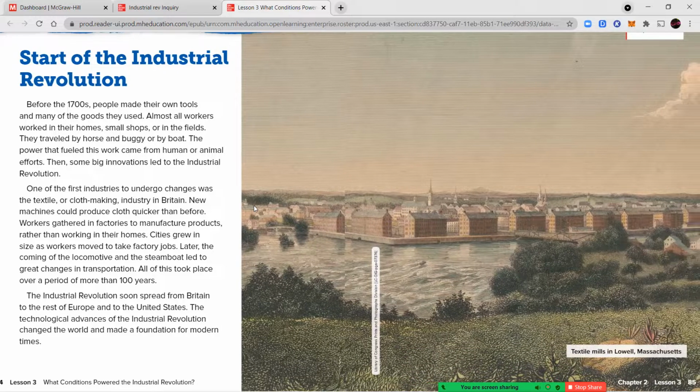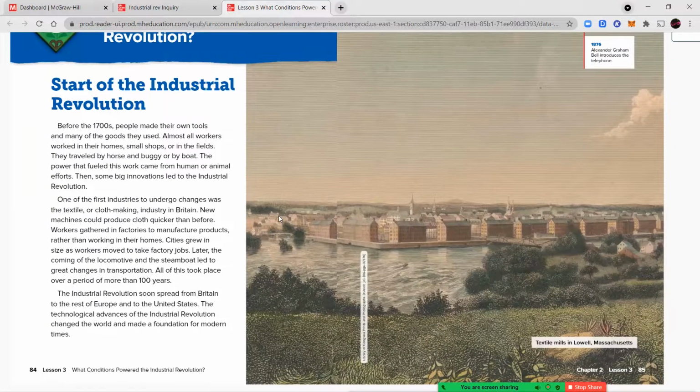One of the first industries to undergo changes was the textile or cloth making industry in Britain. New machines could produce cloth quicker than before. Workers gathered in factories to manufacture products rather than working in their homes. Cities grew in size and workers moved to take factory jobs. Later, the coming of the locomotive and the steamboat led to great changes in transportation. All of this took place over a period of more than 100 years. The Industrial Revolution soon spread from Britain to the rest of Europe and to the United States. The technological advances of the Industrial Revolution changed the world and made a foundation for modern times.